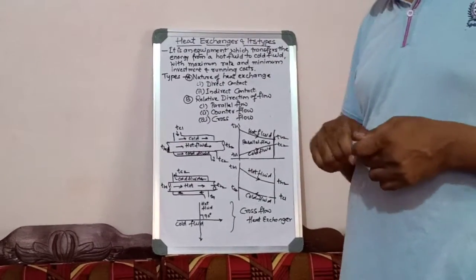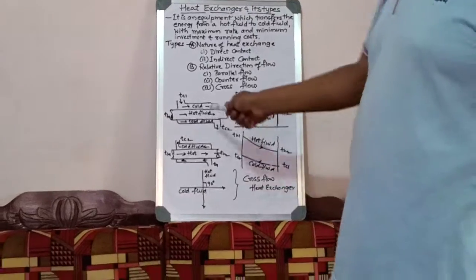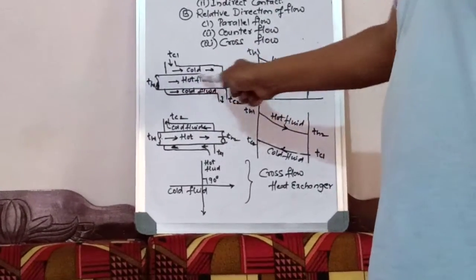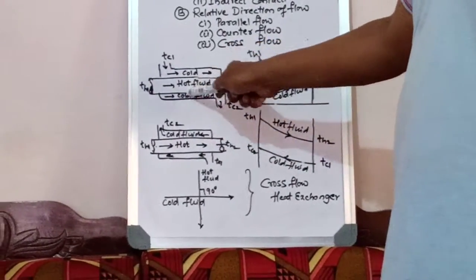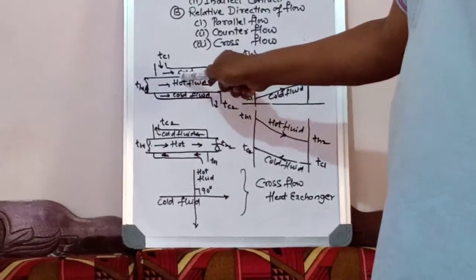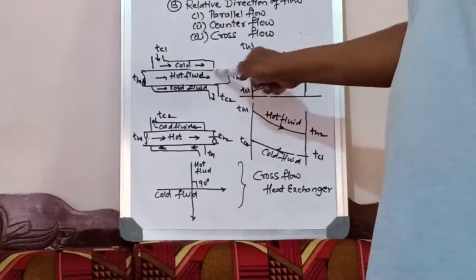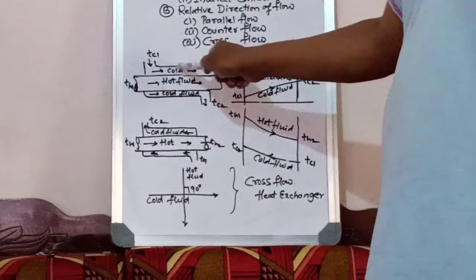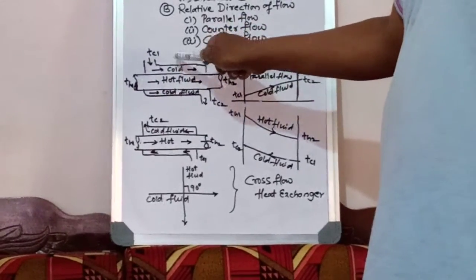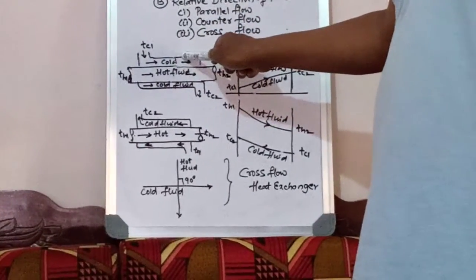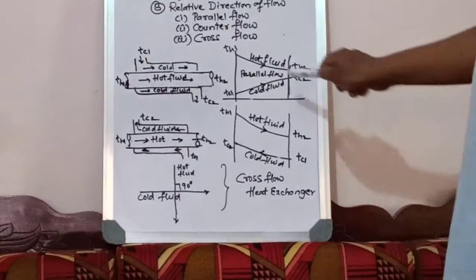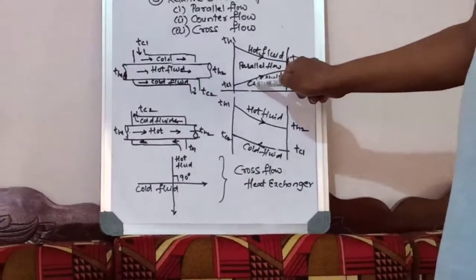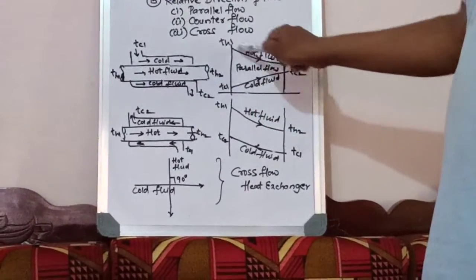First one is called parallel flow. So on the left of the diagram you can see cold fluid and hot fluid. If you compare the direction of the cold fluid and the direction of the hot fluid, they are the same. They are flowing in the same direction. And here also you can see the direction of the hot fluid and direction of the cold fluid, they are flowing in the same direction.